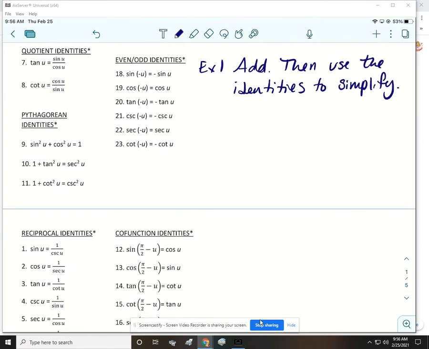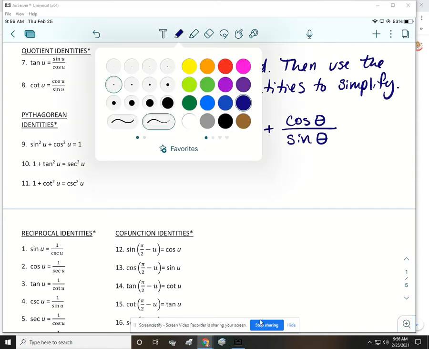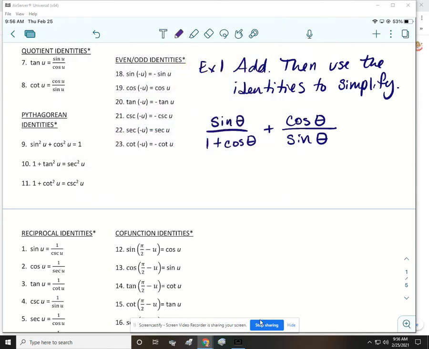All right, so our first example, we have two fractions. The first one is sine of theta over 1 plus cosine of theta. And then we're adding to that another fraction that is cosine of theta over sine of theta. All right, and now what we need to do is look at our fractions and see if we can simplify, and in this case we can.